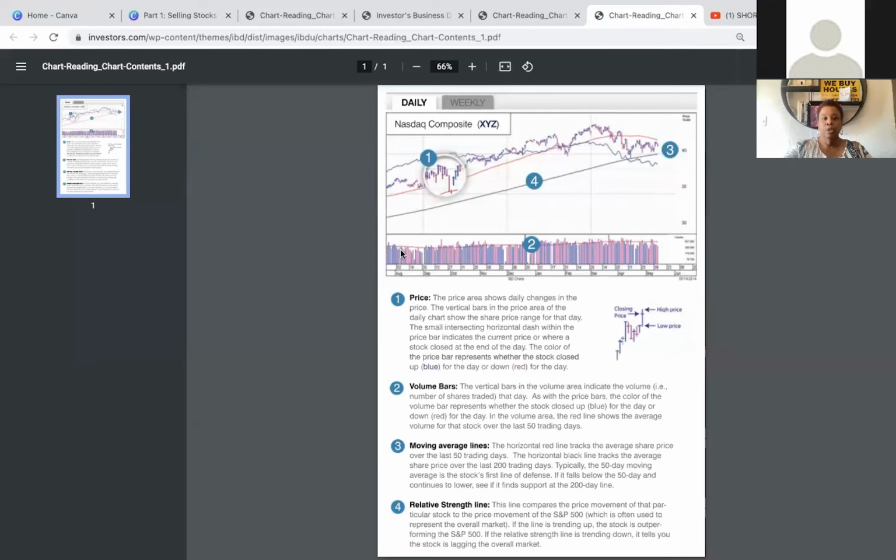Number two, which is down in this area, those are the volume bars. The vertical bars in the volume area indicate the number of shares that are traded in the stock. So down at the bottom, those are the banks, those are your pensions, your mutual funds. Those are huge, large accounts. Like if you have your 401k, it would be down at the bottom.